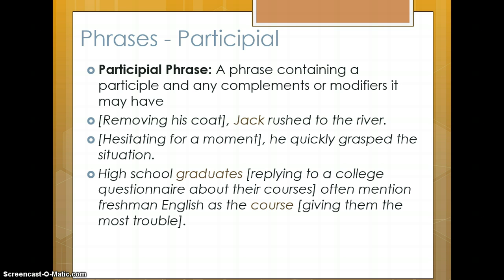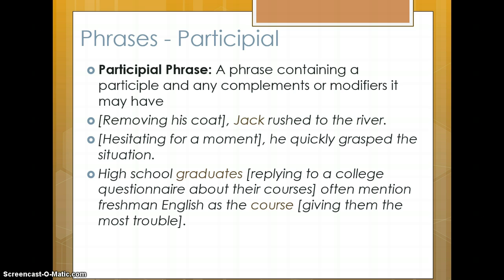High school graduates replying to a college questionnaire about their courses often mention freshman English as the course giving them the most trouble. In this example, the participial phrase replying to a college questionnaire about their courses, that's really long, that whole thing is modifying graduates. Which graduates? The graduates who are replying to a college questionnaire about their courses.